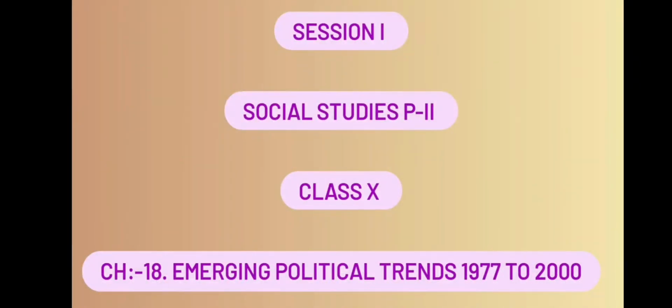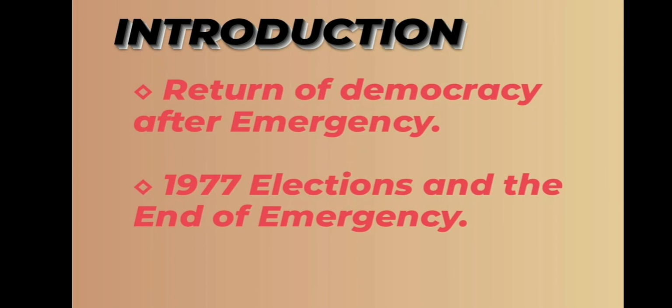Welcome to Session 1, Social Studies, Paper 2, Chapter 18, Emerging Political Trends 1977 to 2000. Today, we are going to learn about the return of democracy after emergency, 1977 elections, and the end of emergency.